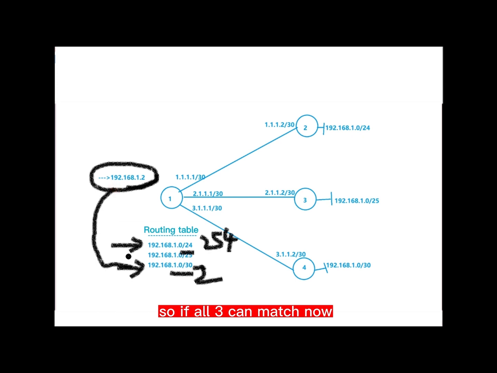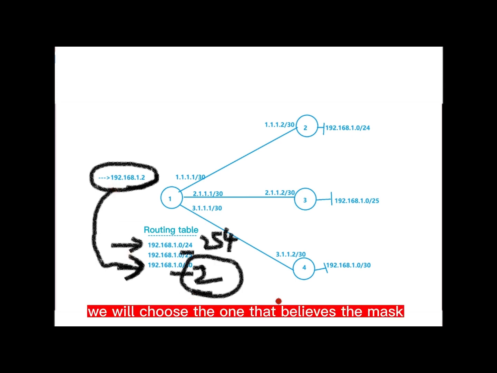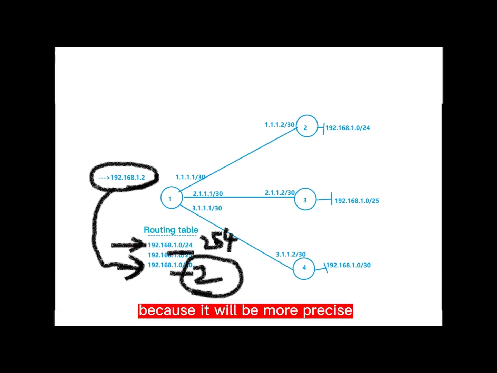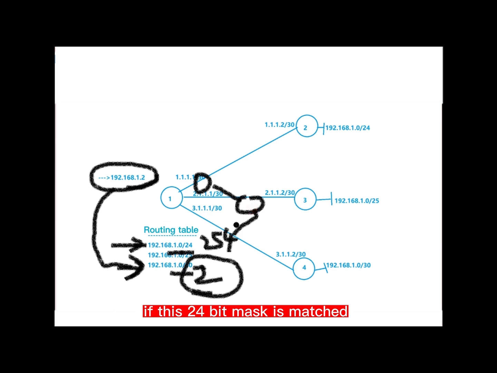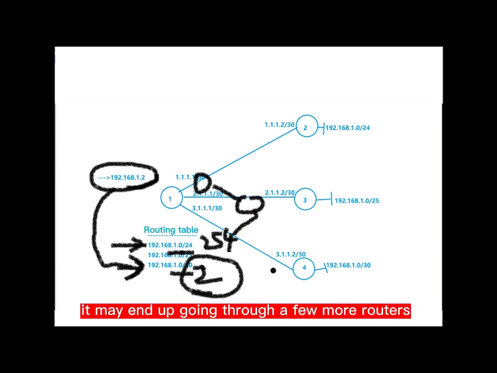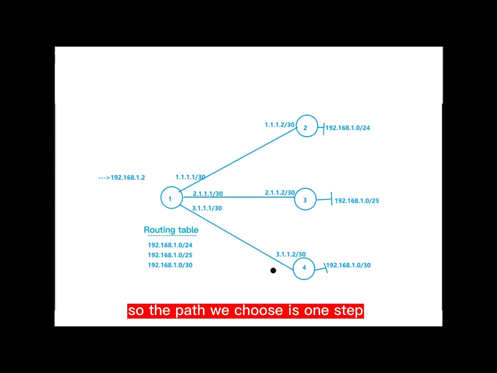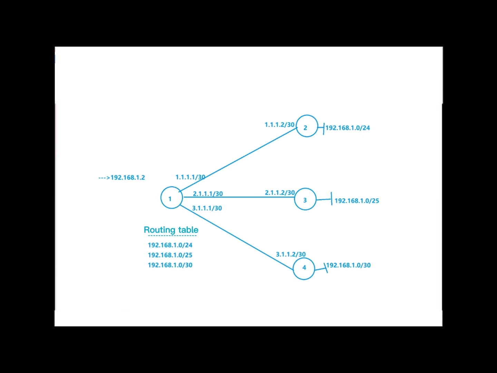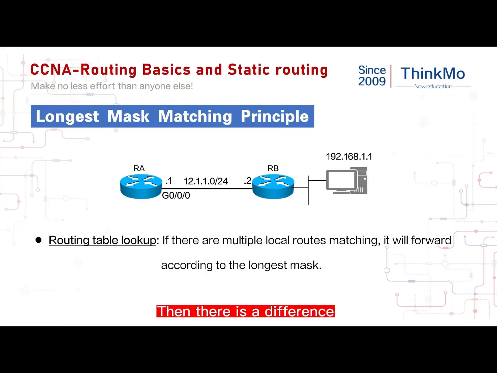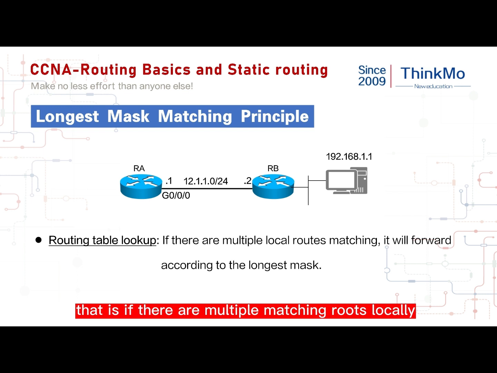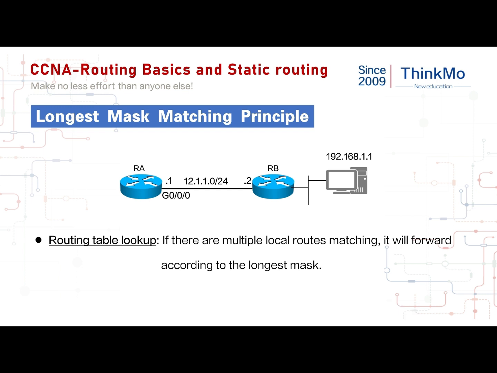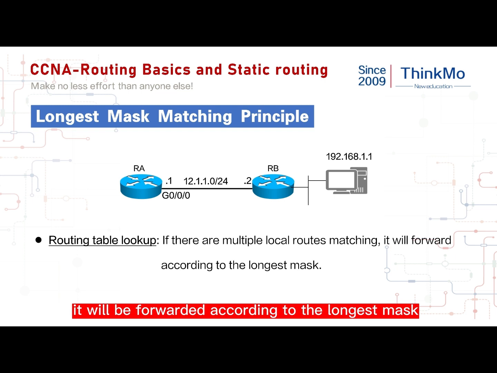So if all three can match, we choose the one with the longest mask, because it will be more precise. If the 24-bit mask is matched, it may end up going through a few more routers to arrive. So the path we choose is one step, the most accurate. This is the lookup principle. There is a difference between the table lookup principle and the table addition principle. The lookup principle is called the longest mask match. That is, if there are multiple matching routes locally, it will be forwarded according to the longest mask.